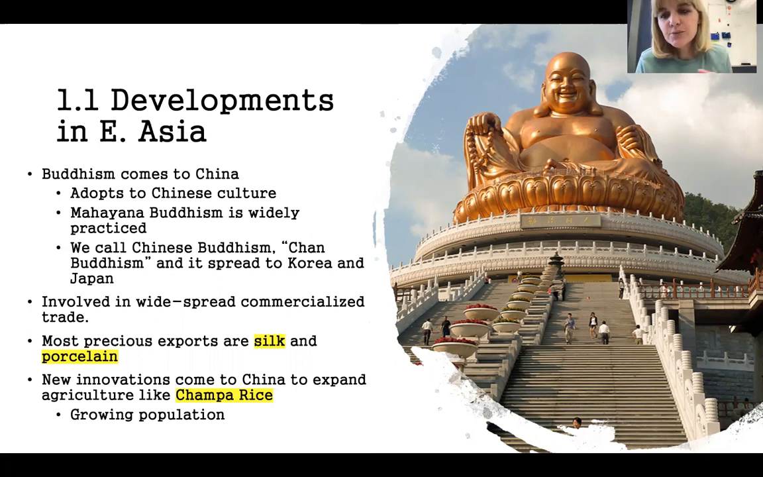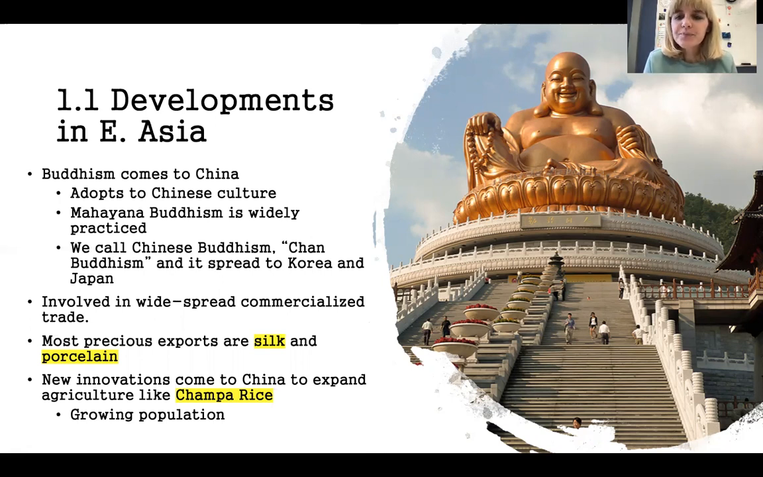But the Chinese will also take this religion and adapt it to fit them. And that's why you see different types of Buddhas. If you go to a Chinese restaurant, this is probably the Buddha you're going to see. But if you go to an Indian restaurant, Buddha is going to be much slimmer. He's going to look a little different.